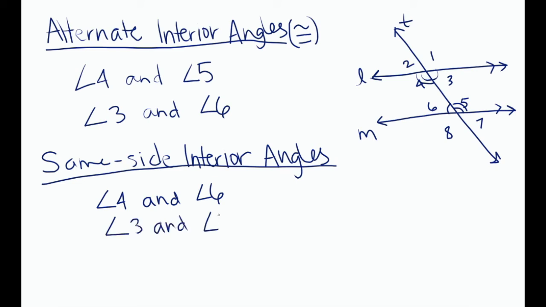And clearly, these are not congruent to each other. We've already established that. But what do they have in common? Well, when you add them up, they add up to 180 degrees. Do you remember what that's called? These angles are supplementary. And I'm just going to write sup down here. So alternate interior angles are congruent, same side interior angles are supplementary. Let's look at two more kinds here.